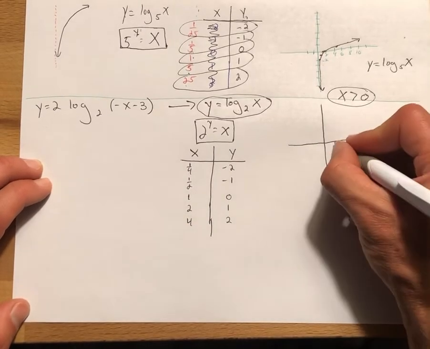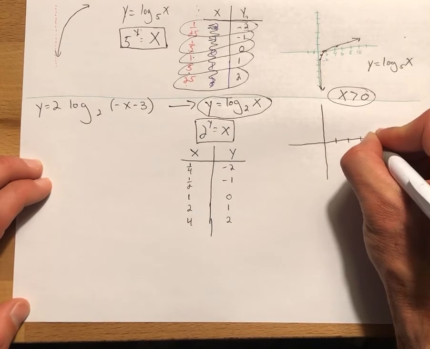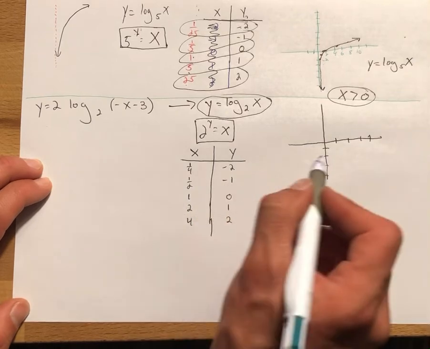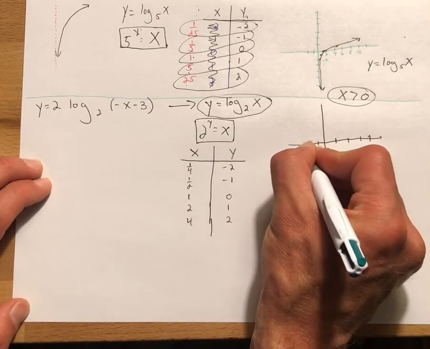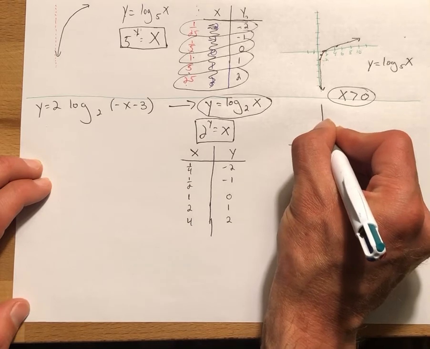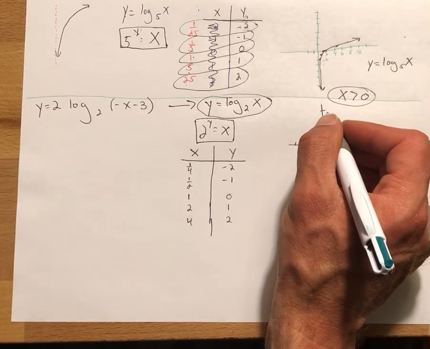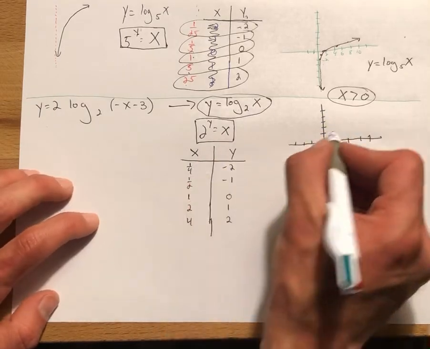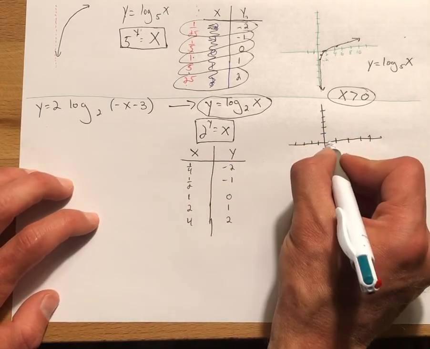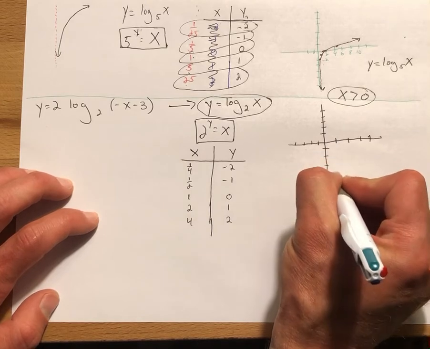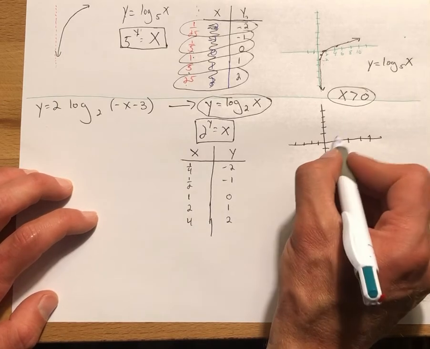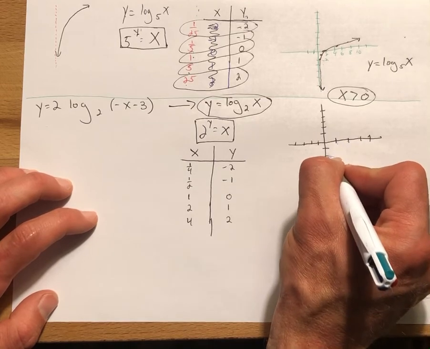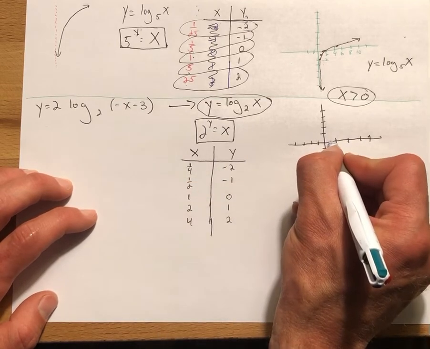So let's just go 1, 2, 3, 4, negative 1, negative 2, negative 3, negative 4. I'll draw out everything. So the very first thing I'm going to do is, if I have a 1/4, I'm at negative 2. Let's go in increments of 2 again. So this is 2, 4, 6, 8. This is negative 2, negative 4. So if I have 1/4, I'm at negative 2.